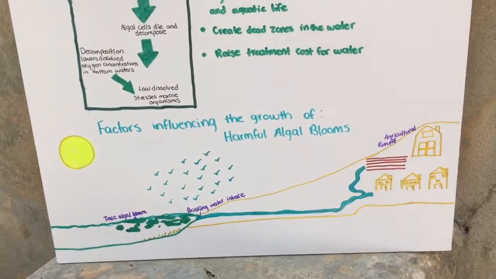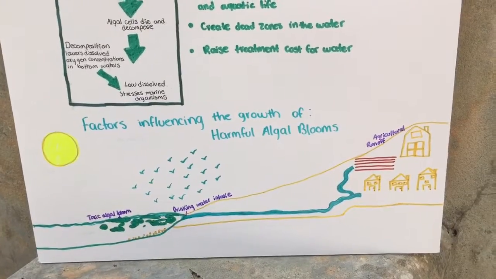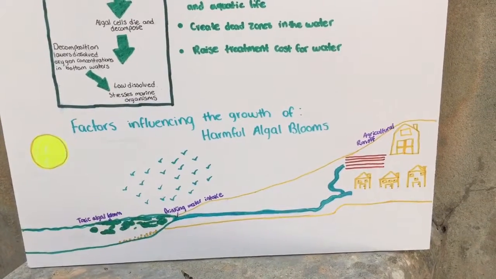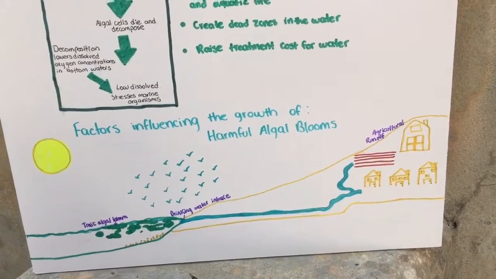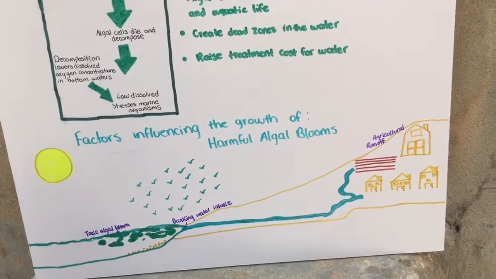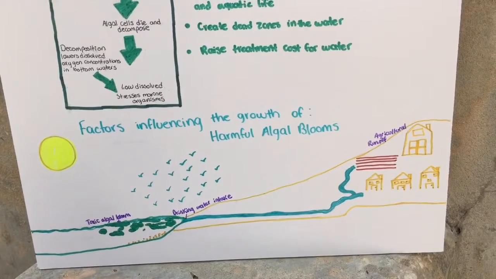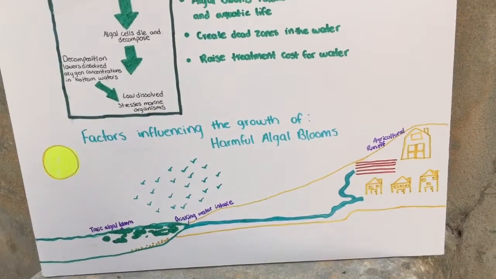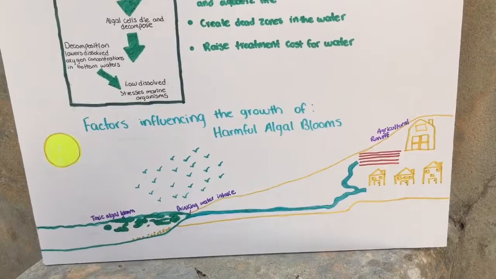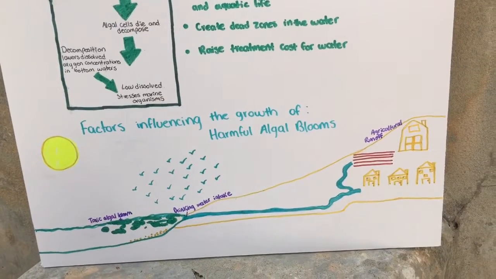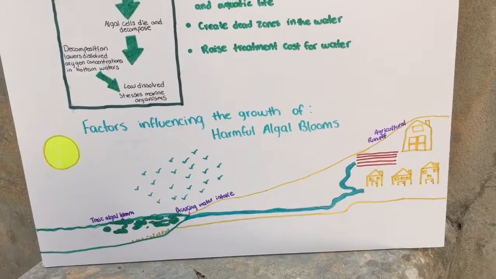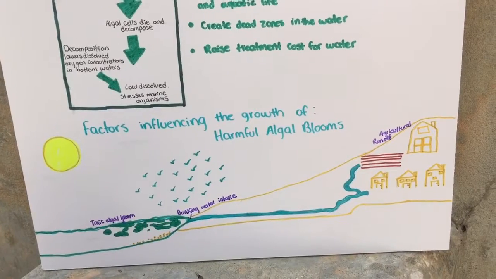This picture depicts the factors influencing the growth of harmful algal blooms. Most harmful algal blooms flourish under high light conditions as well as when elevated levels of phosphorus are present. Urban and agricultural runoff, as well as leaking septic systems and other sources of wastewater into shallow, stagnant water, can create an environment for algae to flourish.